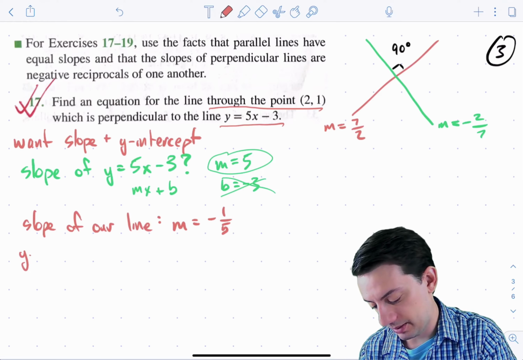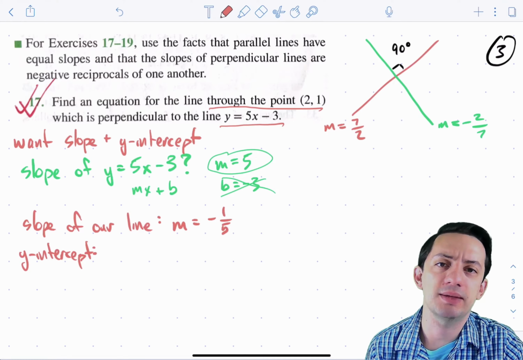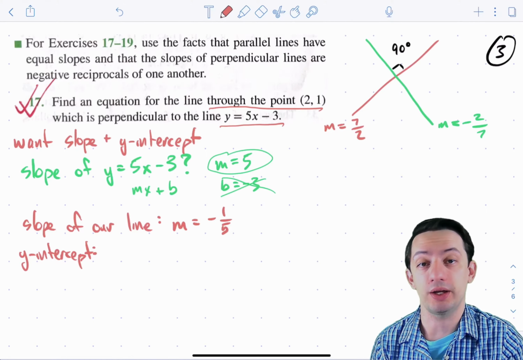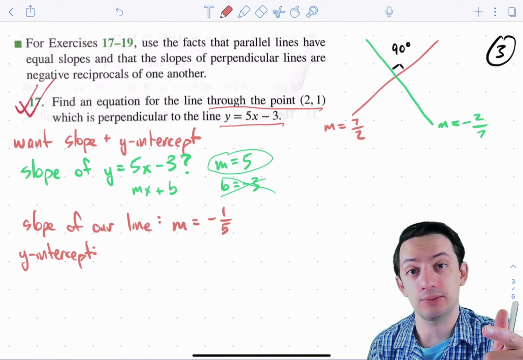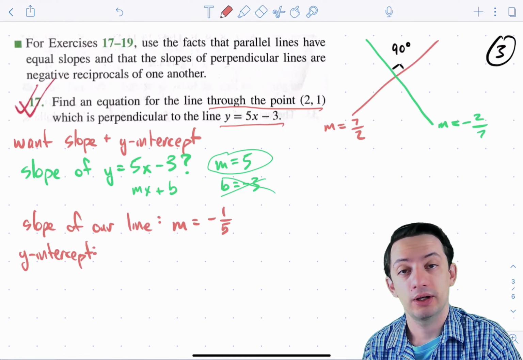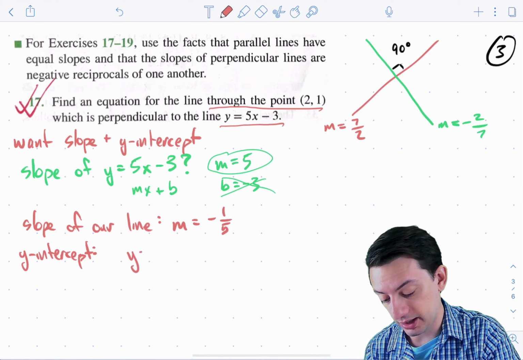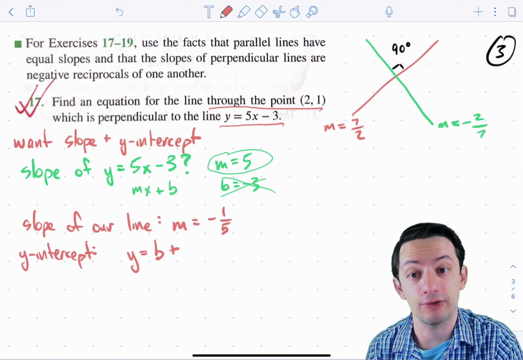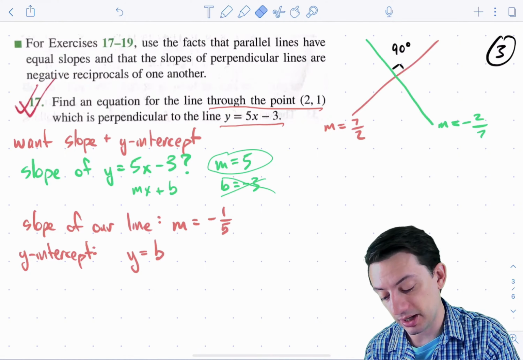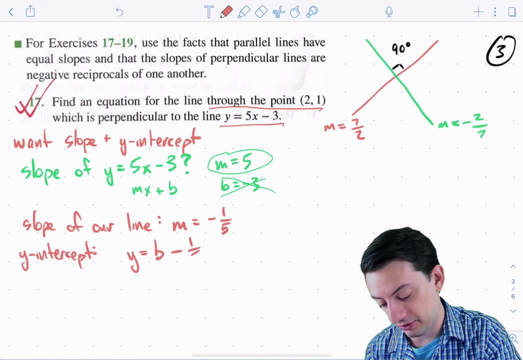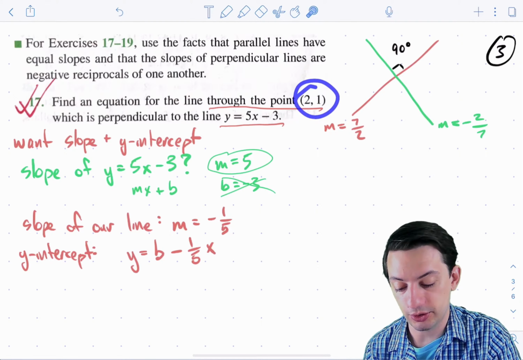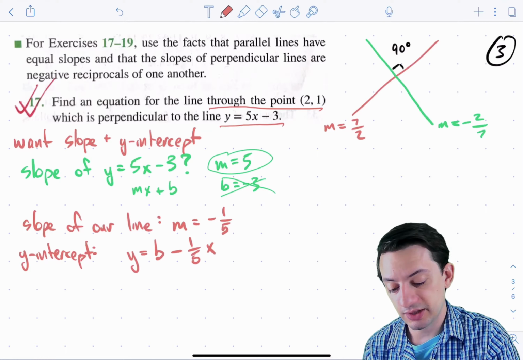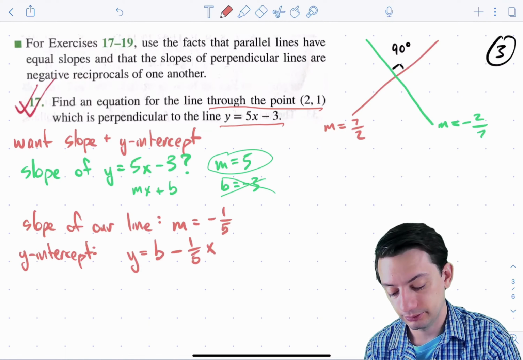We want to find the y-intercept. And now we find ourselves kind of in the same situation as before, where we want to find the y-intercept of a line. We have the slope, and we have a point. So we can do the exact same trick as before. Our line will look like y equals b, which is the part we're trying to solve for now, plus, I guess it's a minus here because it's a negative, minus 1/5 x. So let's plug in the one point we do know. So this says if I plug in x equals 2, I should get y equals 1.